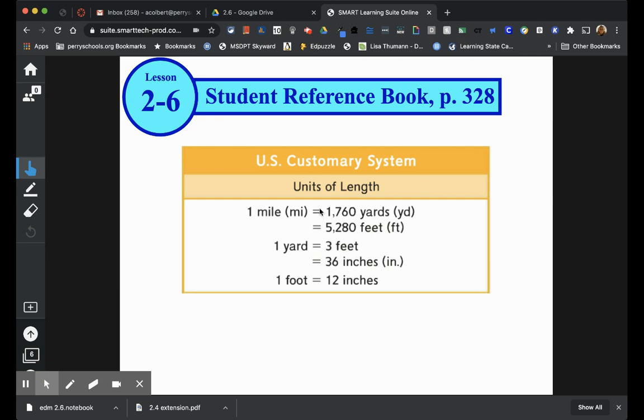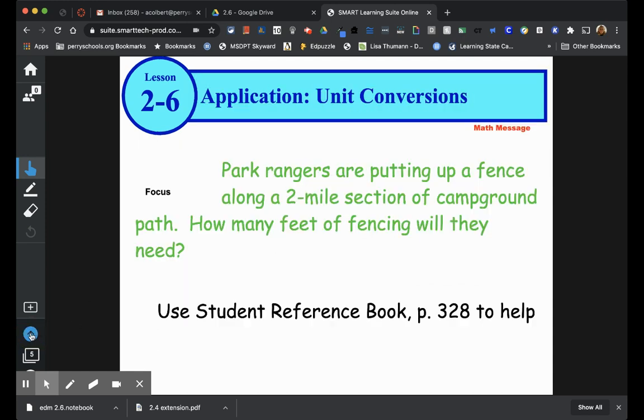Right here, you can see it gives us the U.S. customary system units of length conversion chart. We see that 1 mile equals 1,760 yards, or 5,280 feet. And we can see we have yards to feet, yards to inches, a foot to inches. We'll go back to our problem here, and it says it's a 2-mile section.